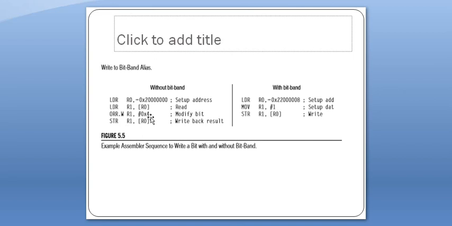4. So what happens if I OR it with 4? 4 is 0 1 0 0. When you look at this number, considering from the 0th bit, the bit at index 2 is made 1 and the remaining bits are 0. So that is the bit which we are concentrating upon and that is made 1. Finally you store that value back where R0 points. So this is how you write 1 to a particular address.